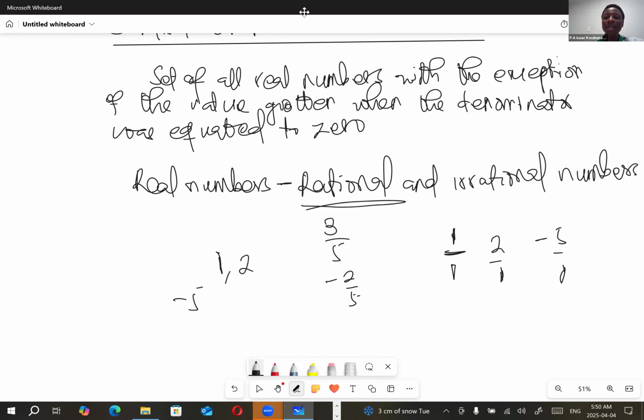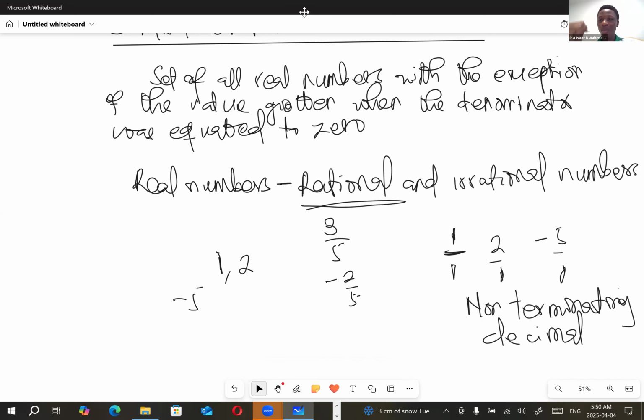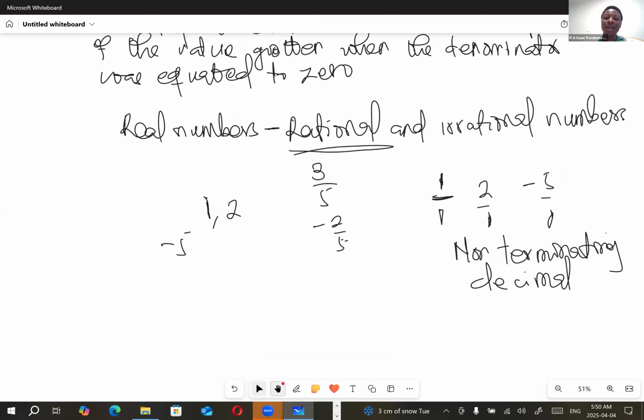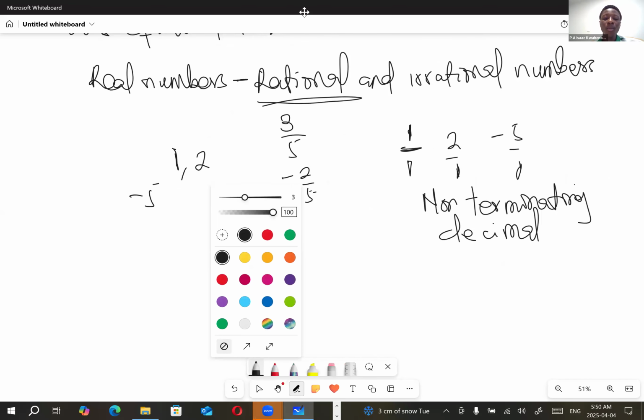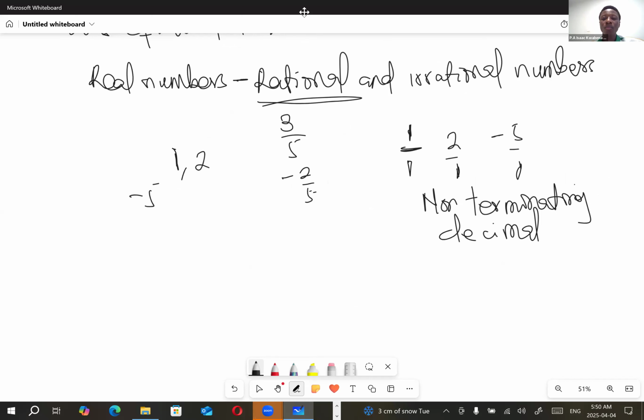Now, let's come to irrational numbers. Irrational numbers usually represent non-terminating decimals. What is a non-terminating decimal? There's a simple English word. Don't be thinking too far. What's a non-terminating decimal? It also represents recurring decimals.